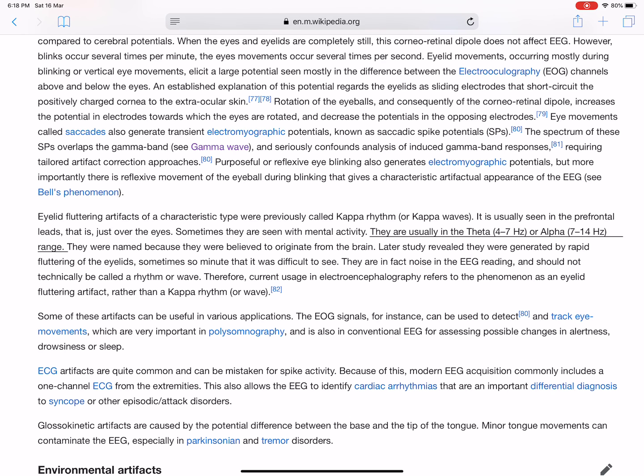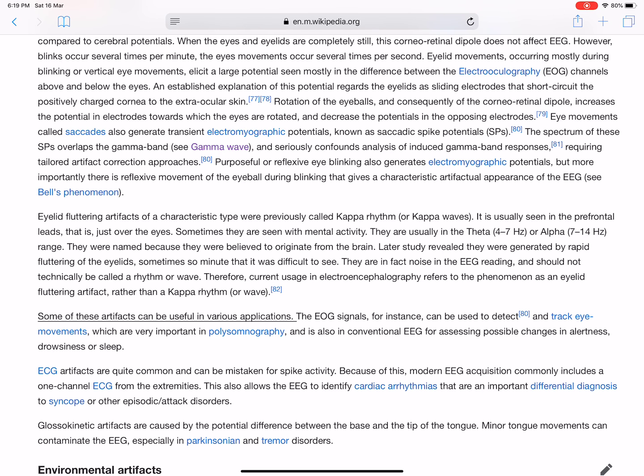They were named because they were believed to originate from the brain. Later study revealed they were generated by rapid fluttering of the eyelids, sometimes so minute that it was difficult to see. They are in fact noise in the EEG reading, and should not technically be called a rhythm or wave. Therefore, current usage in electroencephalography refers to the phenomenon as an eyelid fluttering artifact, rather than a kappa rhythm, or wave. Some of these artifacts can be useful in various applications.